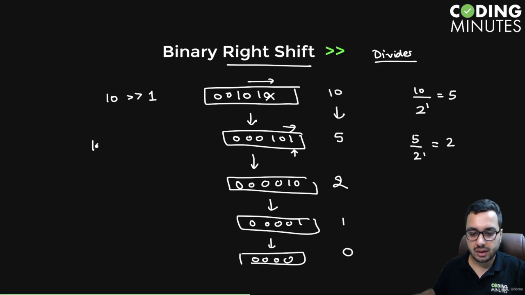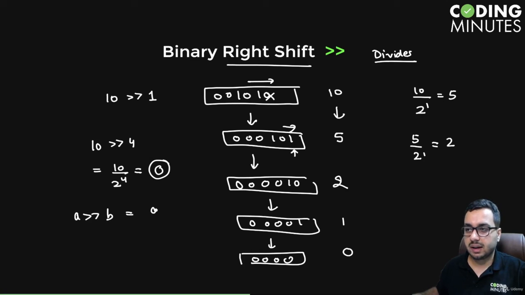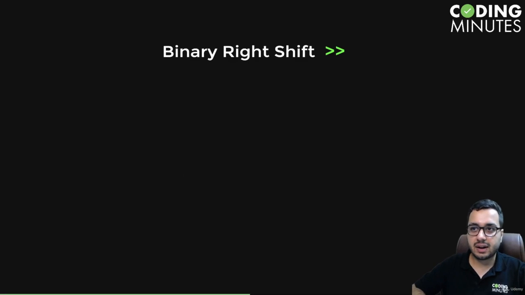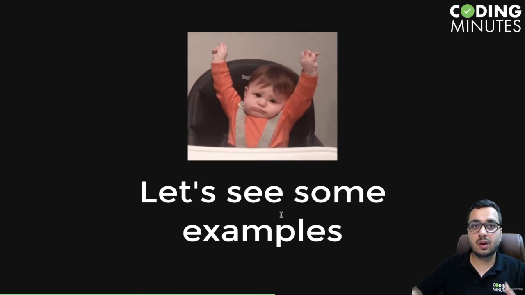So if I do 10 right shift 4, that means 10 divided by 2 raised to the power 4, and that is 16, so this number would be 0. So a right shift b basically means a divided by 2 raised to the power b. I hope both left shift and right shift are now clear to you, and in the coming lectures we will see some examples where these operators can be used.